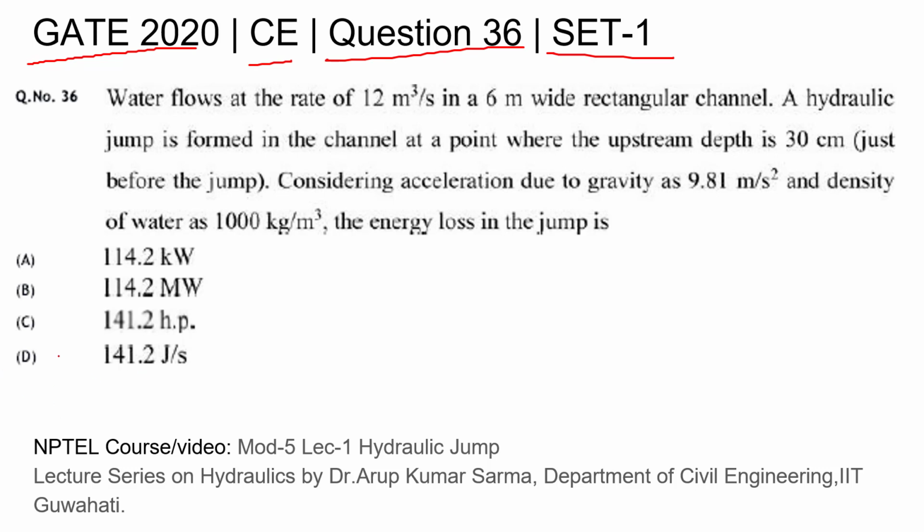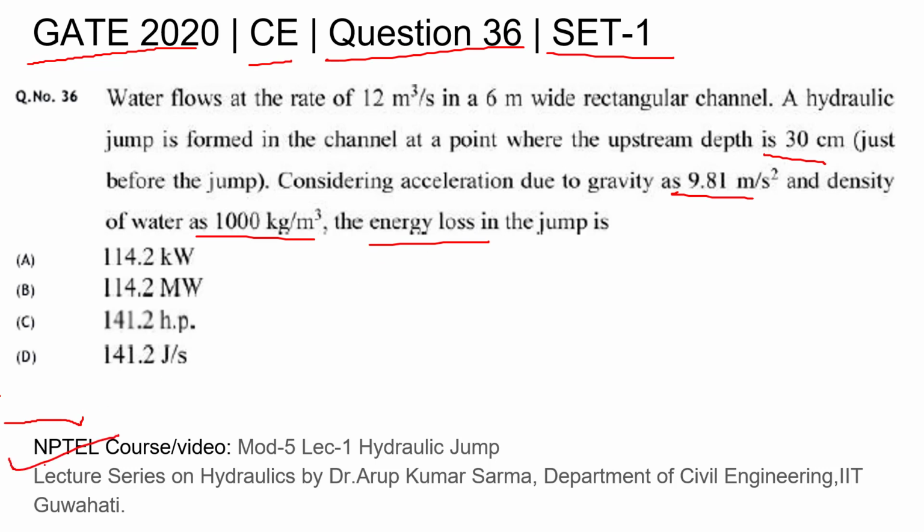The question says that water flows at a rate of 12 meter cube per second in a 6 meter wide rectangular channel. A hydraulic jump is formed in the channel at a point where the upstream depth is 30 centimeter just before the jump. Considering acceleration due to gravity is 9.81 and density of water is 1000 kg per meter cube, the energy loss in the jump is. He is asking energy loss.